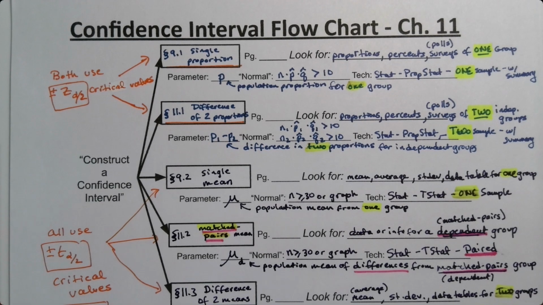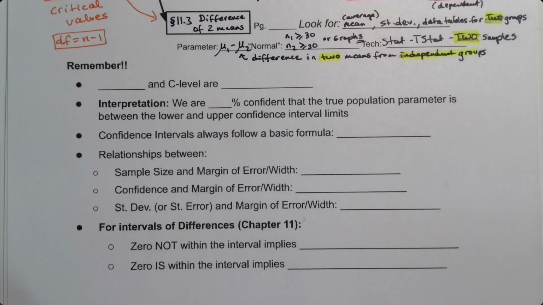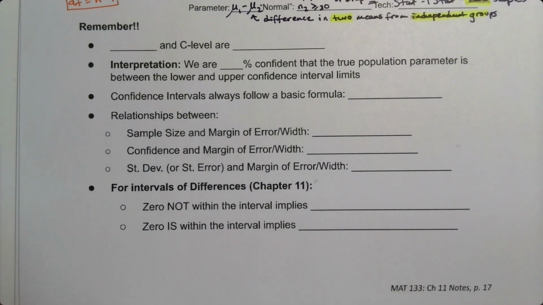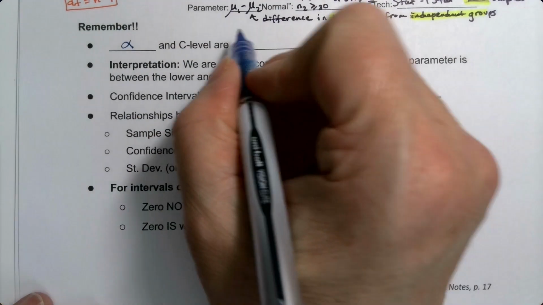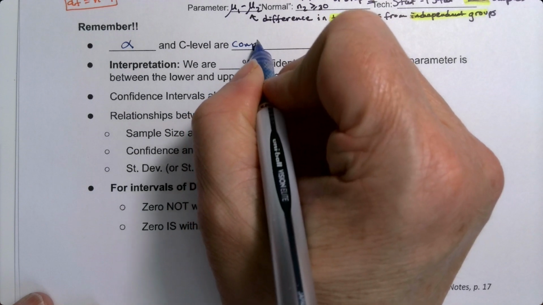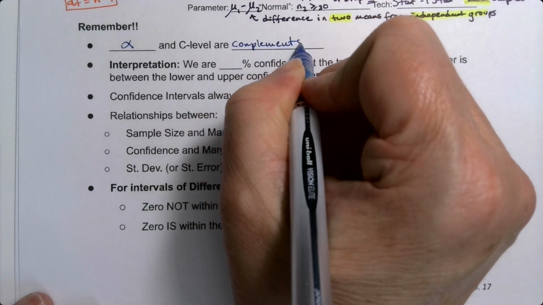All right, so we filled out the top piece of this. Now it's on to all the good stuff. So there are a lot of things to remember going on here. For one thing, alpha and our confidence level are complements, meaning they add up to 1.